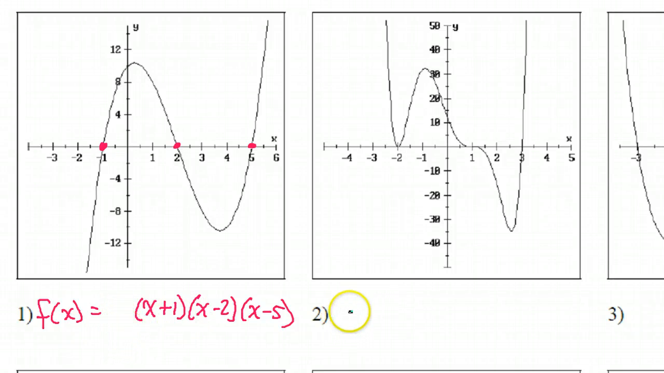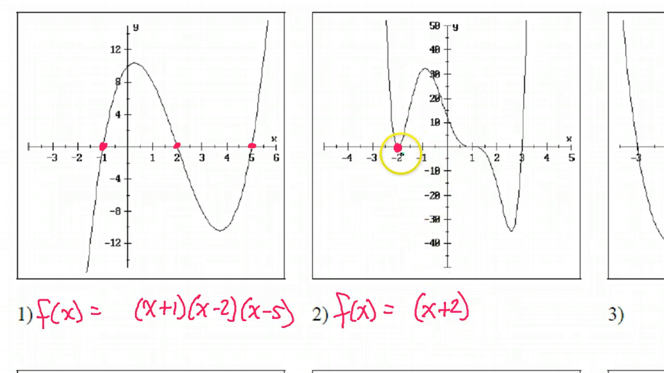Okay, moving on to number 2 now. I see we have zeros here. So f of x equals. We have a zero at -2. So that gives me a factor of x plus 2.